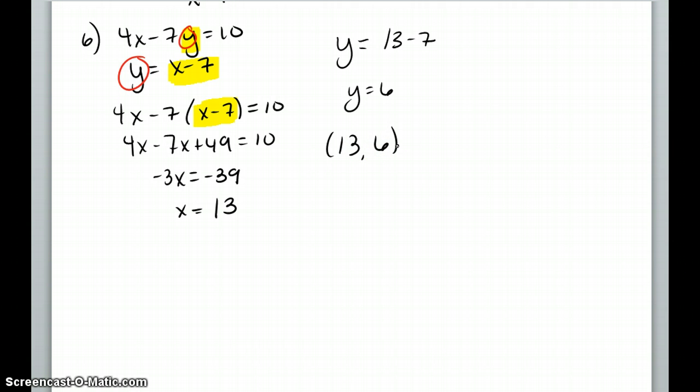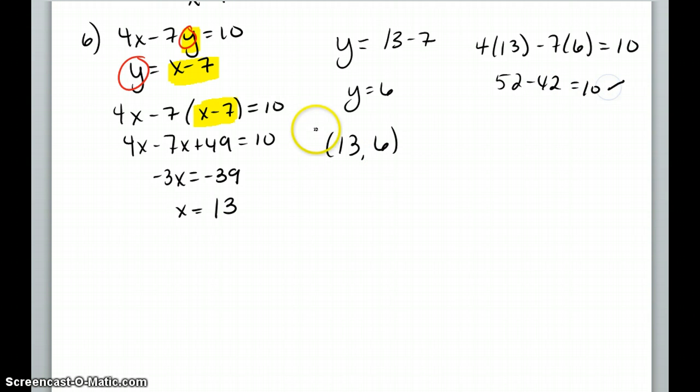Make sure that you're including parentheses around your ordered pairs. Otherwise, I will take a point off for it. Okay. So let's plug it back into the equation we didn't just use. So 4 times 13 minus 7 times 6 has to equal 10. 52 minus 42 does indeed equal 10. So 13, 6 is our answer.